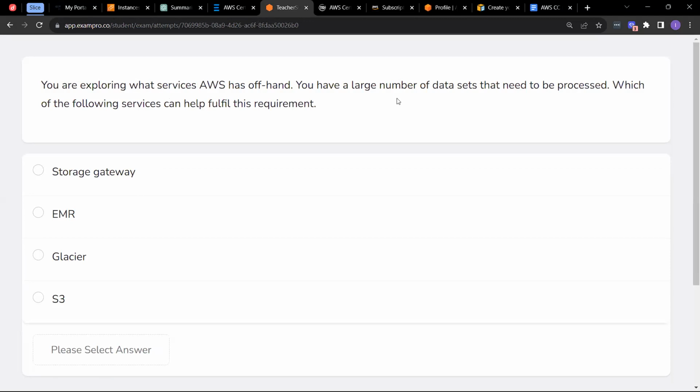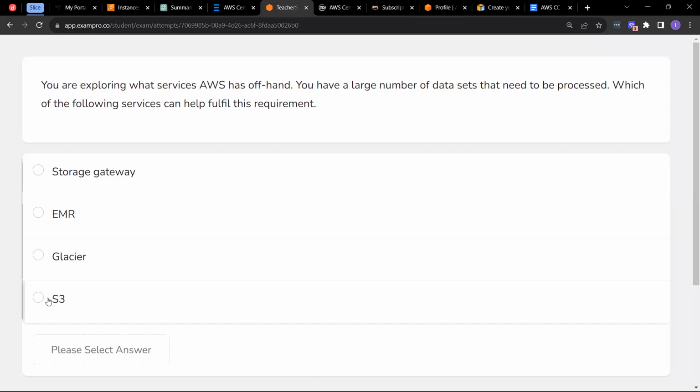Now you have a large number of data sets that need to be processed. Which of the following services can help fulfill this requirement? I don't understand this question. Yes, so let's use elimination.